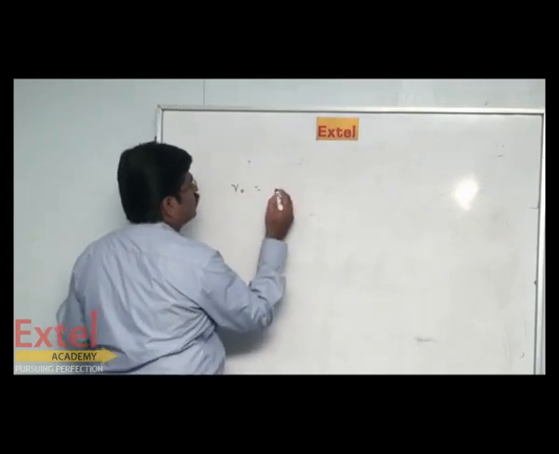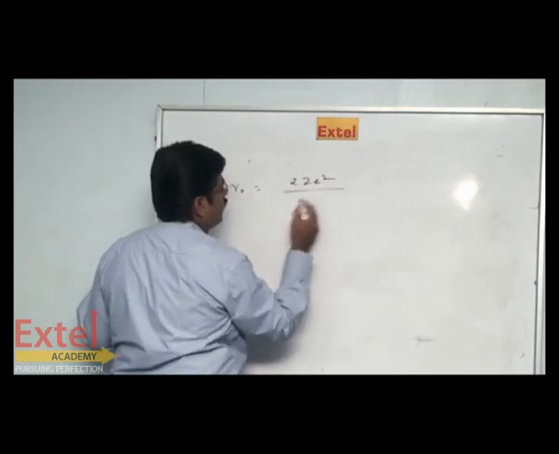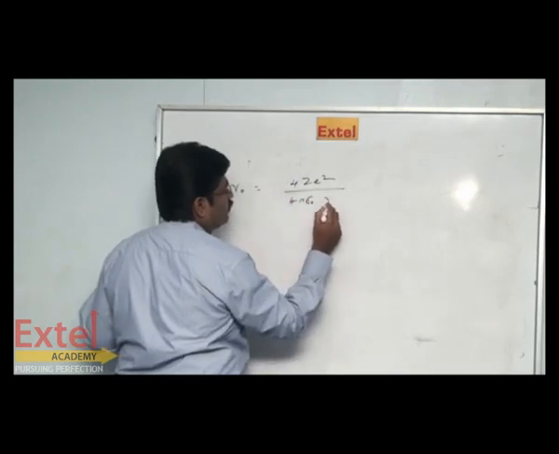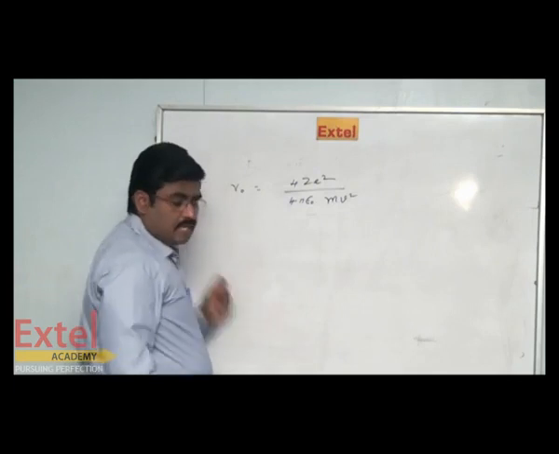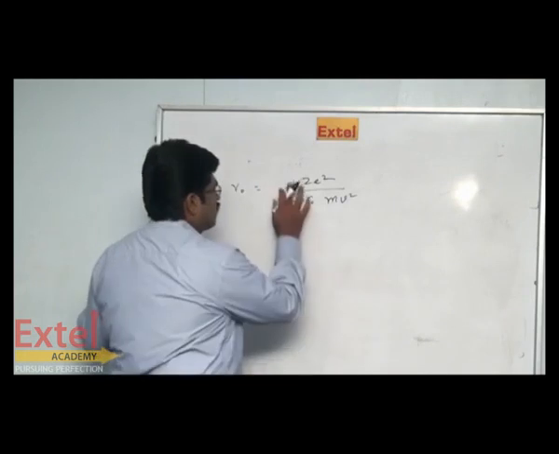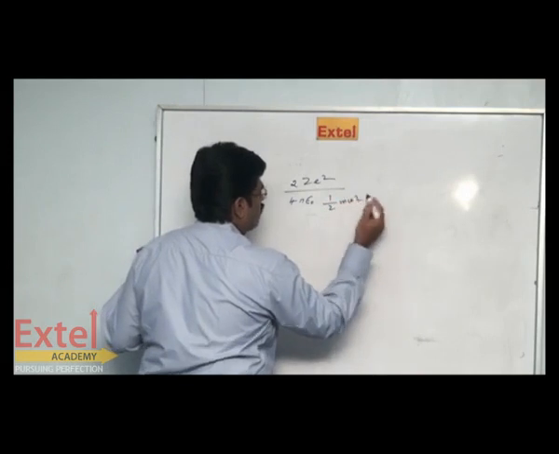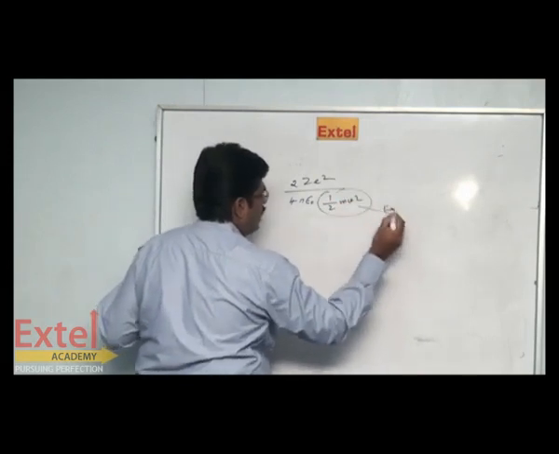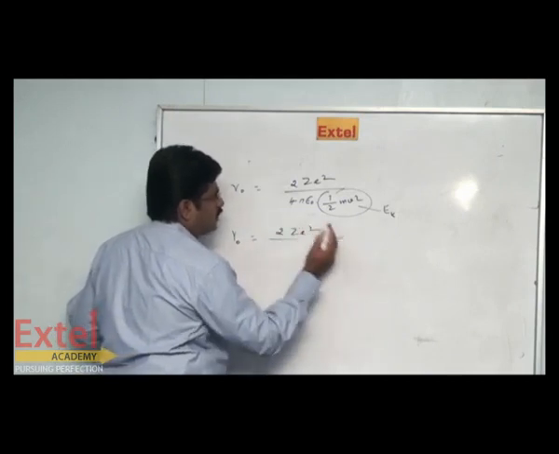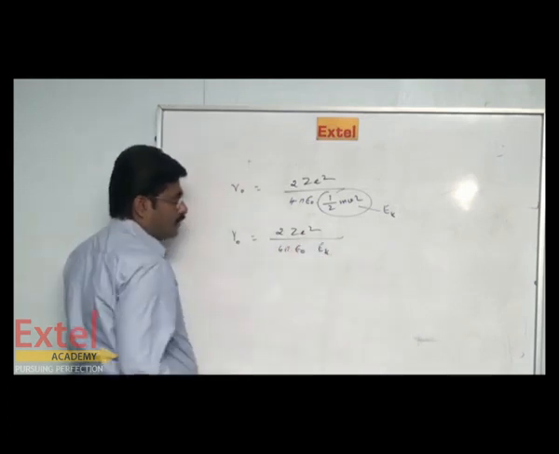So R naught is equal to 1 by 4 pi epsilon naught, I can say 2 ZE square by, so 4 ZE square by 4 pi epsilon naught into mv square. Here they have got a copper nucleus and alpha particle, and the energy is given. So I can say 2 ZE square by half mv square, which is nothing but EK, the kinetic energy. So R naught is equal to 2 ZE square by 4 pi epsilon naught into EK.